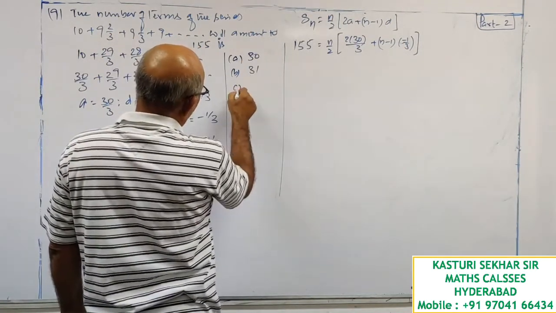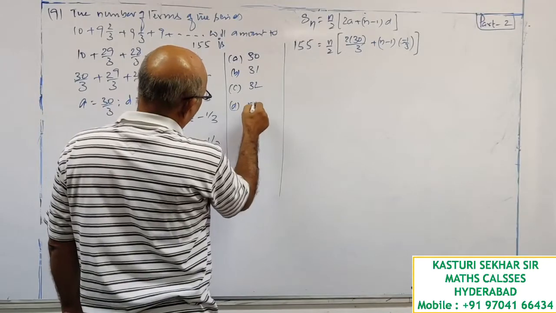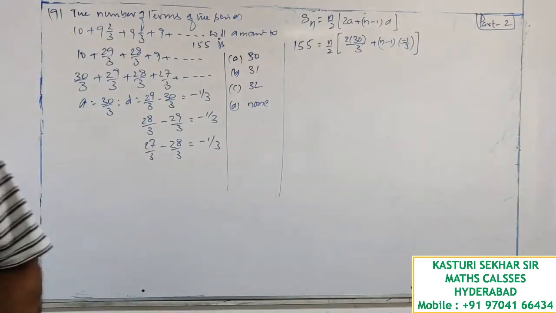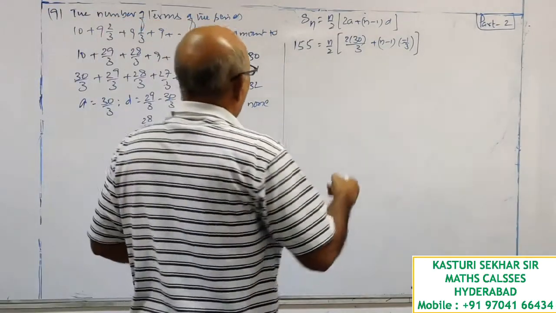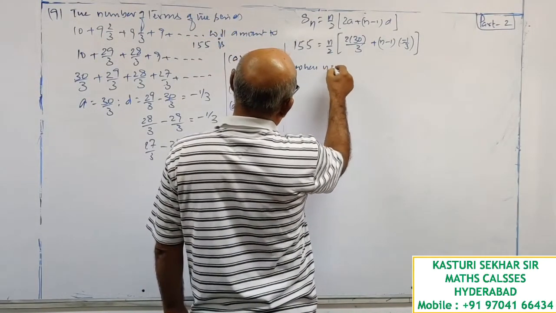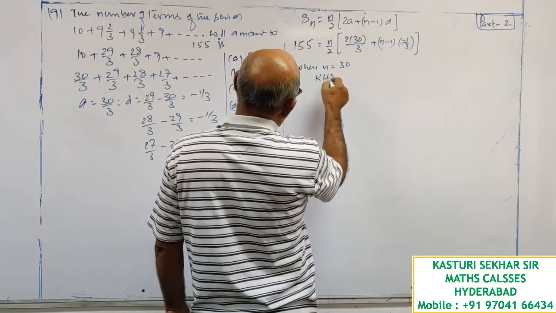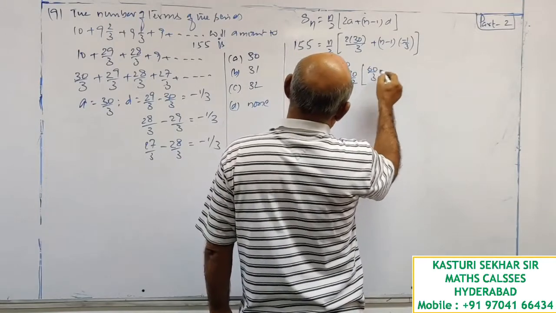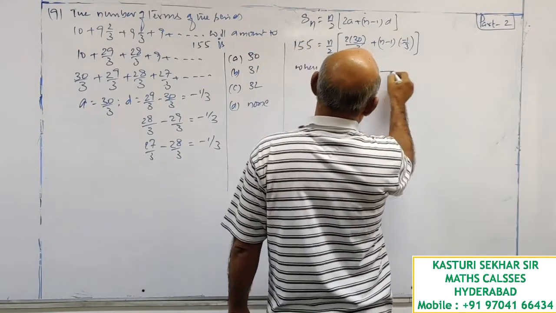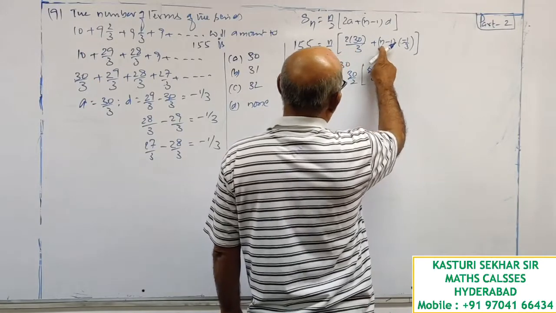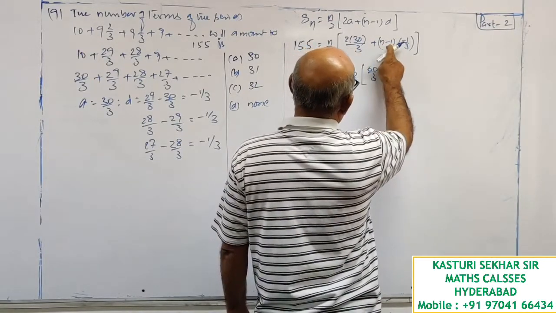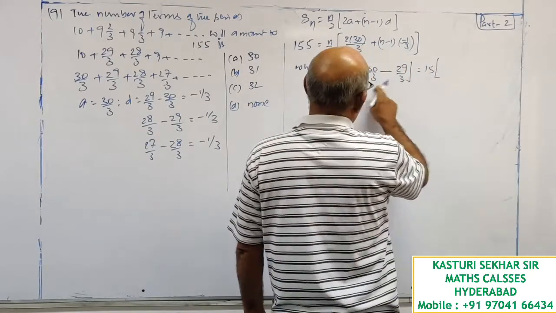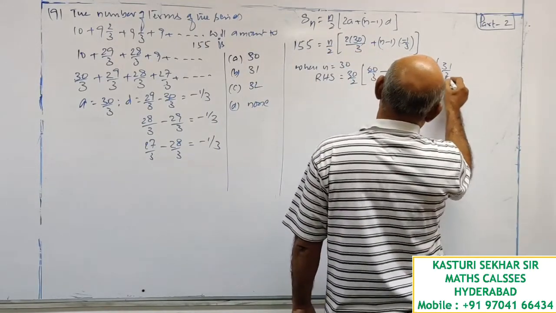Option B 31, option C 32, option D none. This way we have options also. When n is equal to 30, the right hand side is 30 by 2 into 60 by 3 minus, when n is replaced with 30, 30 minus 1, 29, 29 by 3. This is 15 into 3, I can take LCM, 31 by 3.